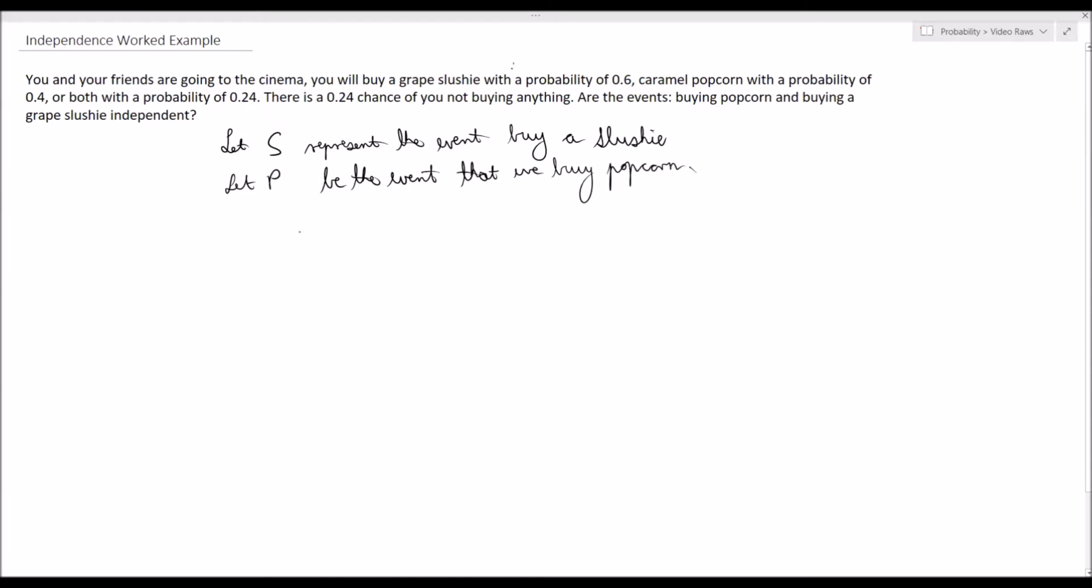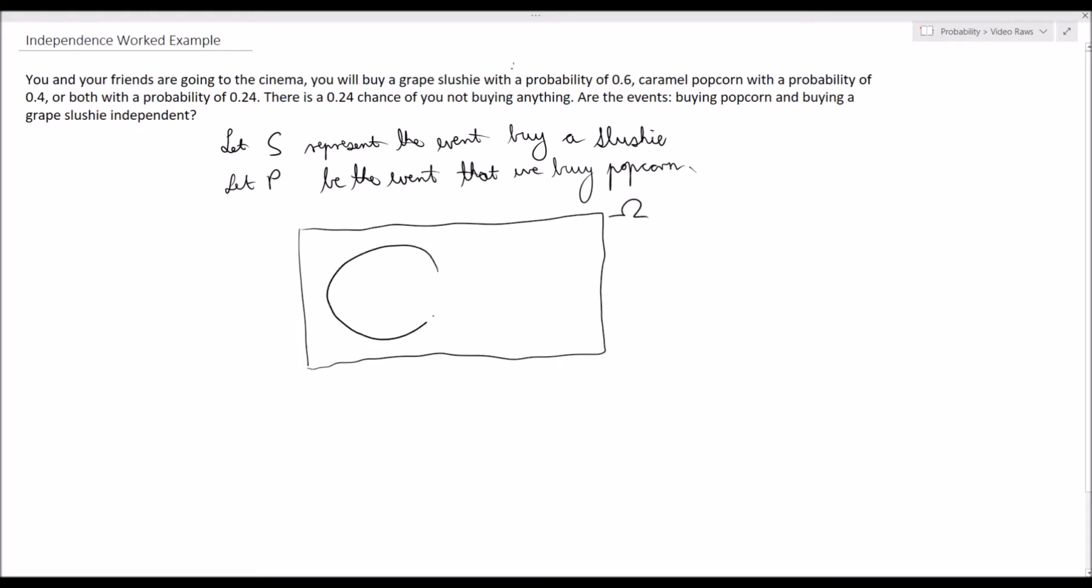So when we draw a Venn diagram, let's start off with our sample space, which we will denote with omega. And then we will have all the events S and the event P. So here is S for the scenarios where we bought a slushy, P for the scenarios where we buy popcorn. And this area where they are overlapping, this is our intersection. This is S's intersection with P.